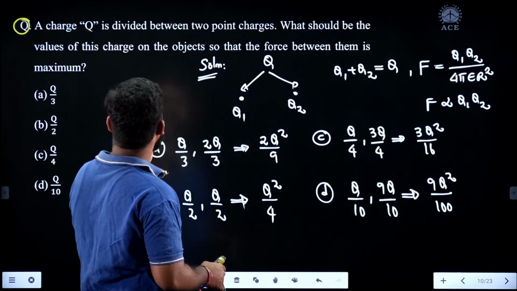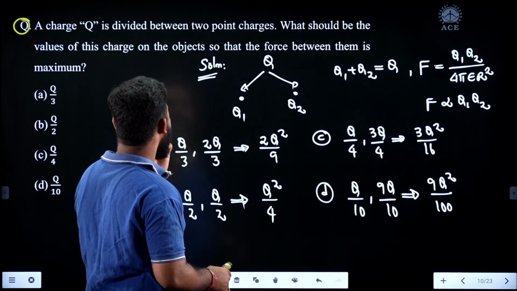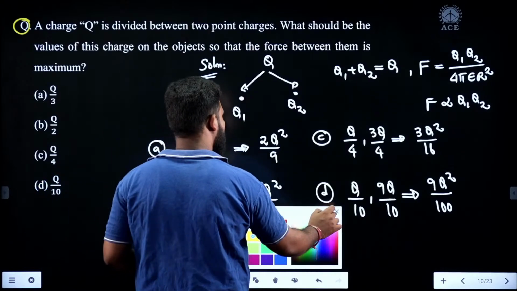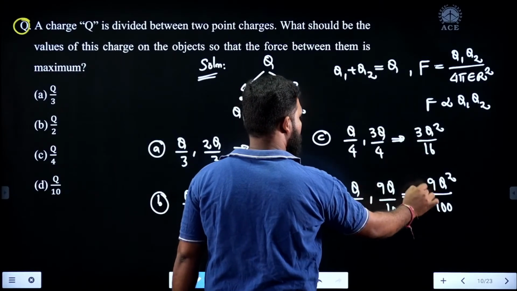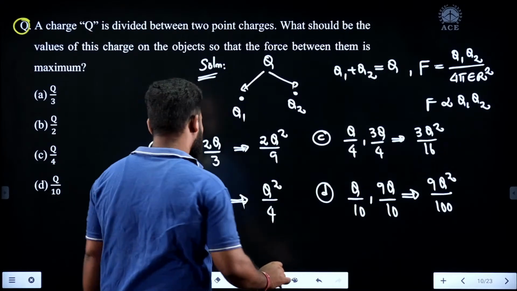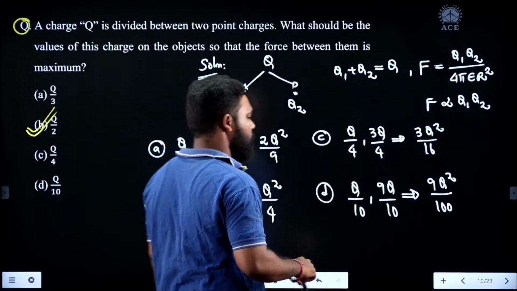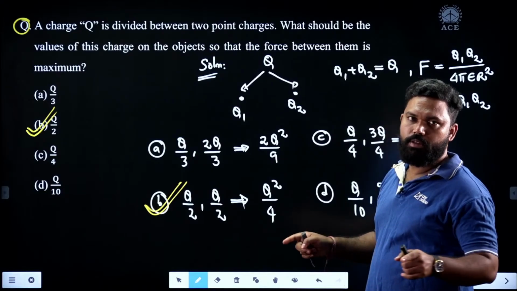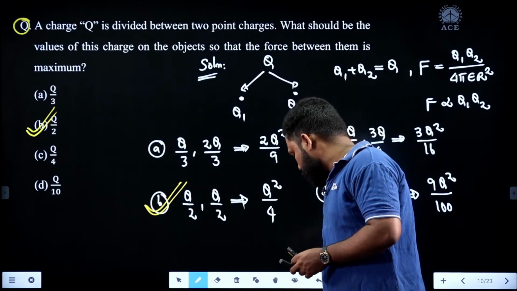What should be the values of the charge on the objects so that the force between them is maximum? So what is the maximum among them? Here it is 2 by 9. Here it is 1 by 4, 3 by 16, and 9 by 100. So among all these, this 1 by 4 is the maximum. So what is the answer? Option B. So you need to equally divide the charges between the two bodies so that the force between those two charges will be maximum. Clear, friends?